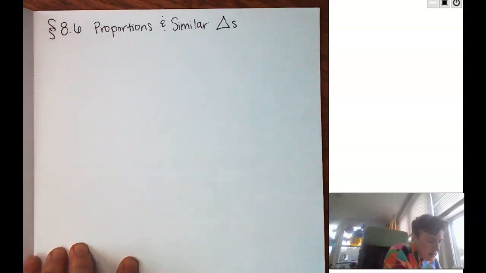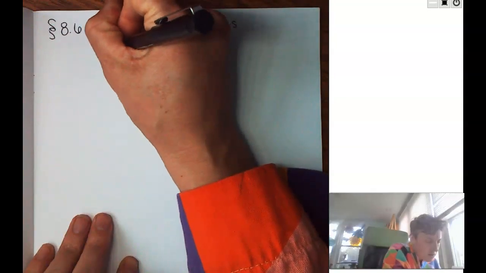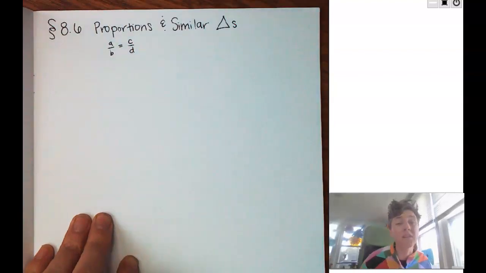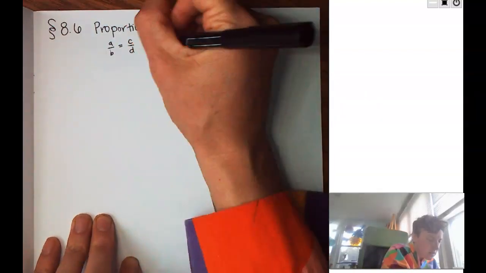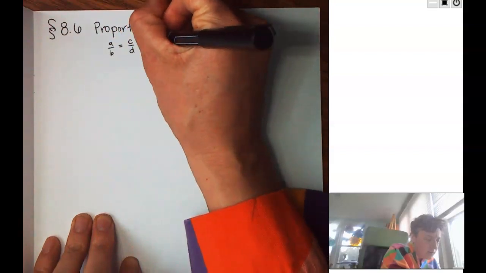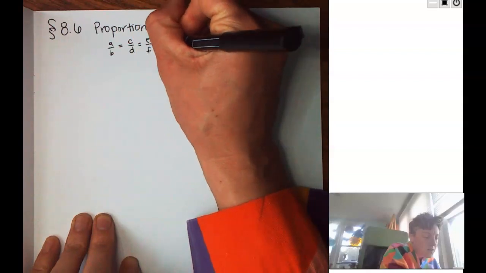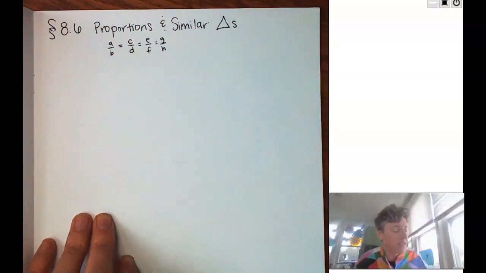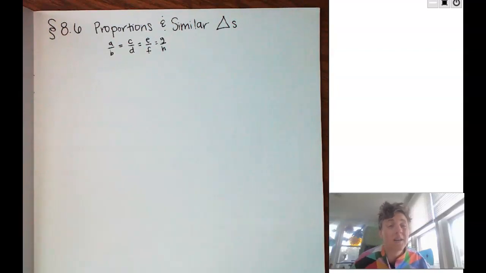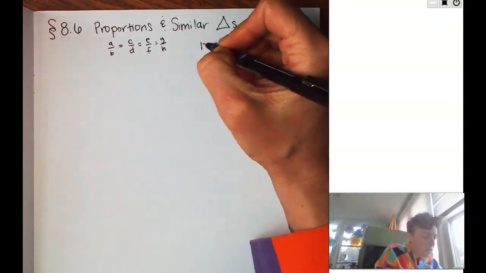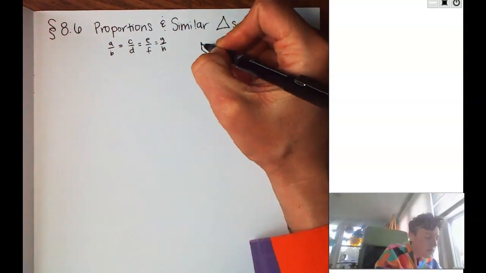A proportion is two ratios that are equal to each other. We can have extended proportions that are more than just two ratios equal to each other. We could just continue on forever. We don't usually do any more than 4, because we're not usually talking about more than 4-sided things. But with your extended proportion, the sky is your limit. And similar triangles, those are triangles that look similar, except one's tinier than the other one.